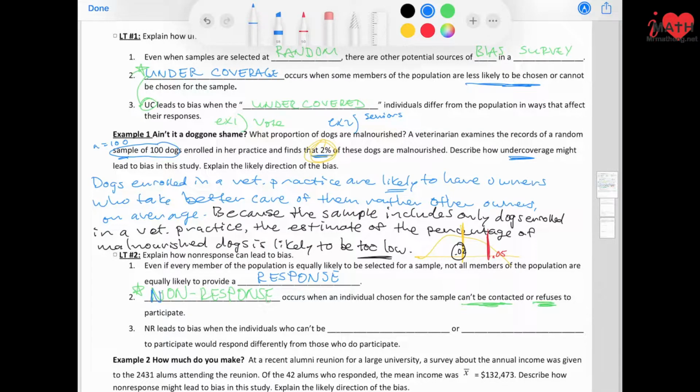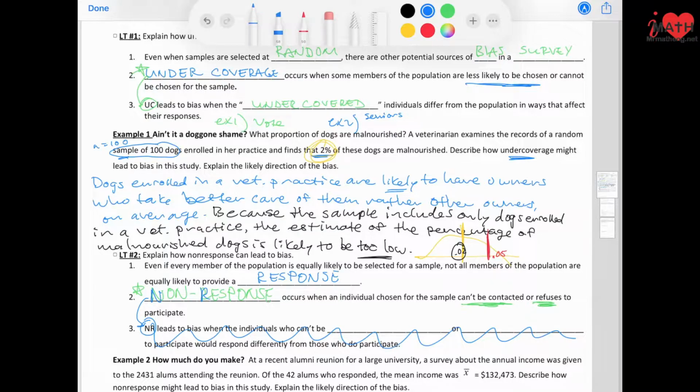NR, non-response leads to a bias when individuals who can't... we already said that. I'll take that out. I'll delete it from yours.